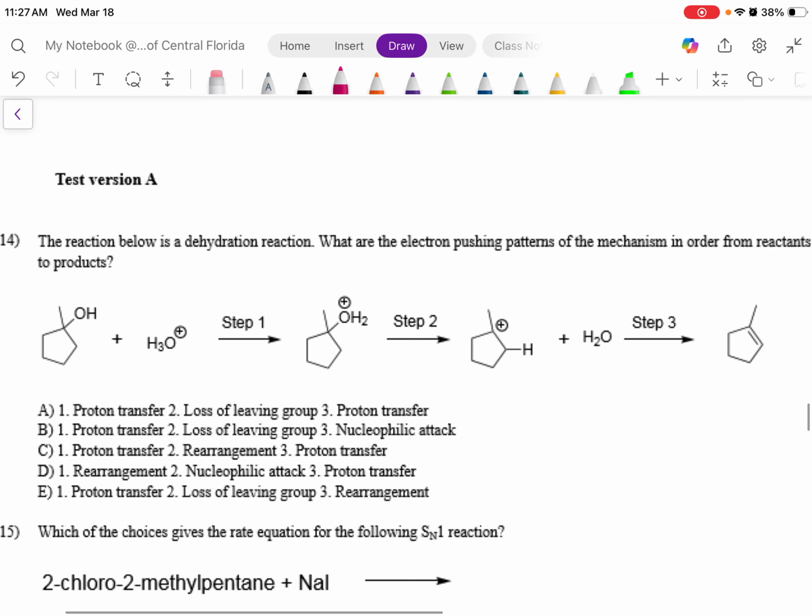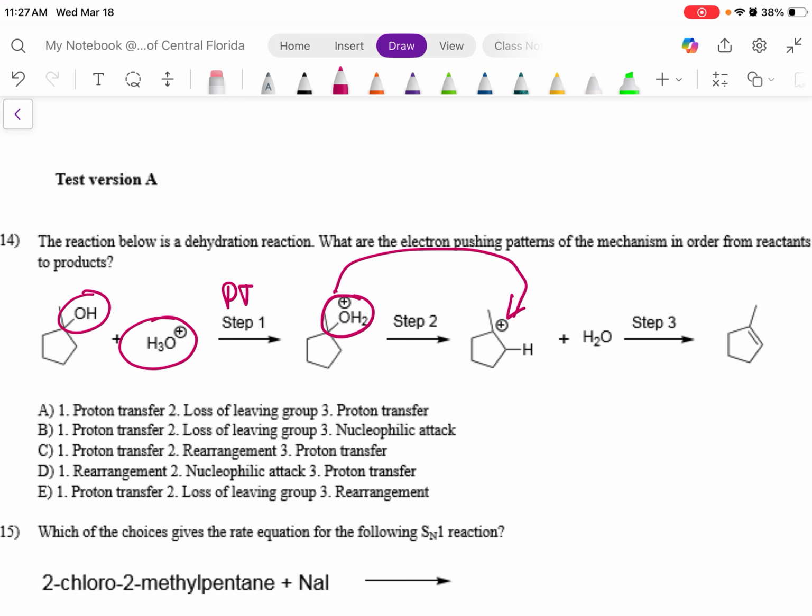Okay. So when we look at step 1, what's happening? We are taking this and reacting it with the acid to put on a proton. So step 1 is a proton transfer step. Going from this molecule to that molecule, that's step 2. What's happening? The water molecule is leaving. So we have a leaving group that has left.